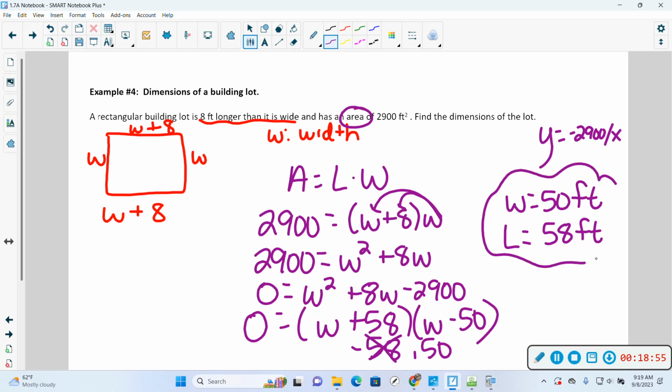So again, how you solve the equation is up to you. You could, if you were like, man, I don't want to figure out what multiplies to negative 2,900 and adds to 8, you could have used the quadratic formula. You'll get the same answers. The choice is yours, how you want to solve it.